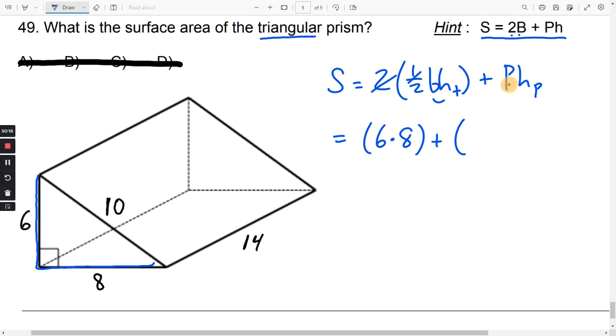When we say perimeter, we're looking at the perimeter of one of the bases. And we know the base is a triangle because it's a triangular prism. We could see the 2 triangles. So the perimeter is 6 plus 8 plus 10. Okay, and the height of the prism is the distance between the 2 bases. So that's 14.